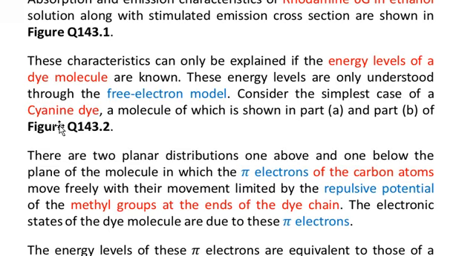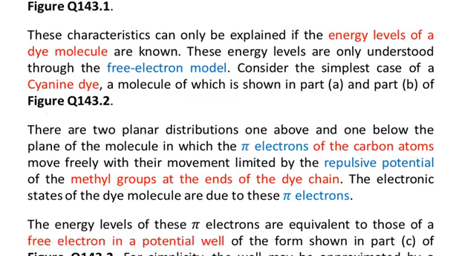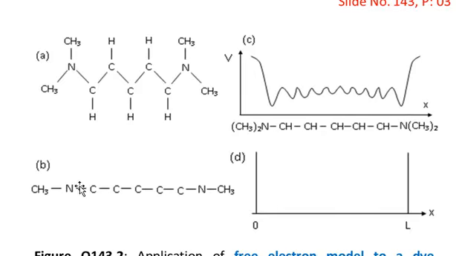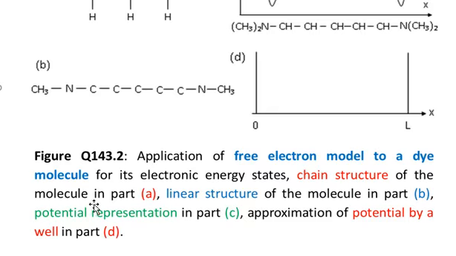Consider the simplest case of a thiamine dye, a molecule of which is shown in part A and part B of figure number 2. So let me show you the thiamine dye first. This is as in part number A and part number B. Let me first of all go through the caption. Application of a free electron model to a dye molecule for its electronic energy states. So you see that here we are applying the free electron model to understand the electronic energy states of a dye molecule.